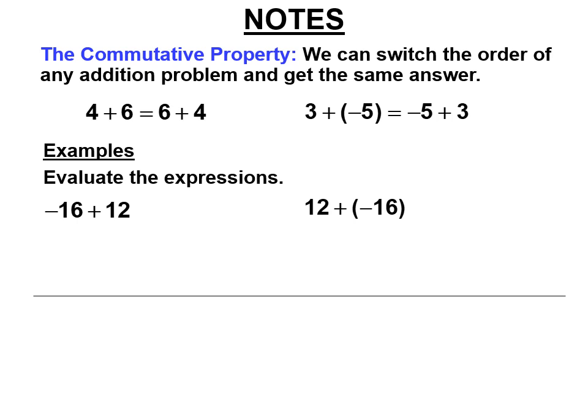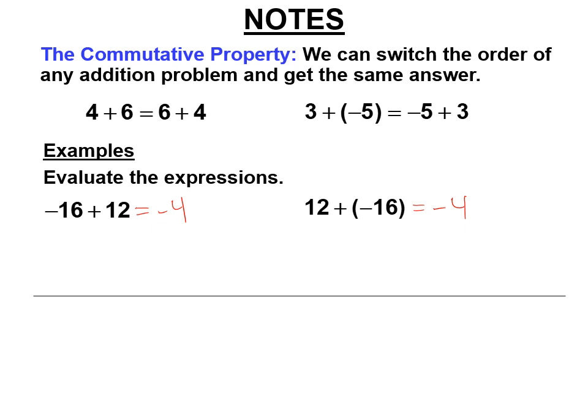All right, so the commutative property, I mentioned this, right? You can switch the order of any addition problem and get the same answer. So negative 16 plus 12 and 12 plus negative 16, those are the same two numbers added in any order. So this one is negative 4, and this one is negative 4. The commutative property works whether it's a positive or a negative number.